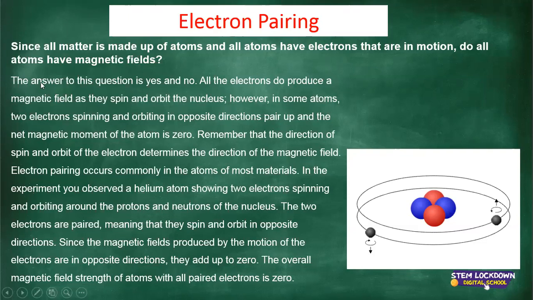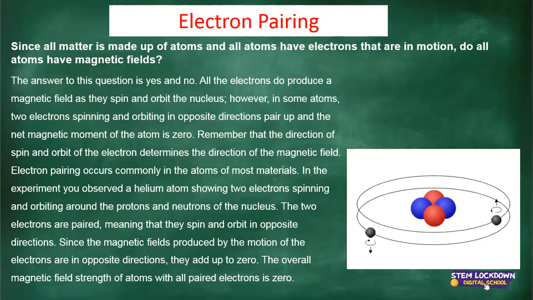So the question that I'm asking you is, all atoms have electrons that are in motion. Now, do all the atoms have magnetic fields? This is a good question to ask. Do all atoms have magnetic fields? The answer is actually basically yes and no. And the reason is that all electrons do produce a magnetic field as they spin and orbit the nucleus.